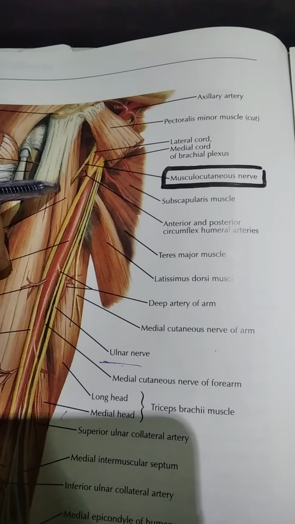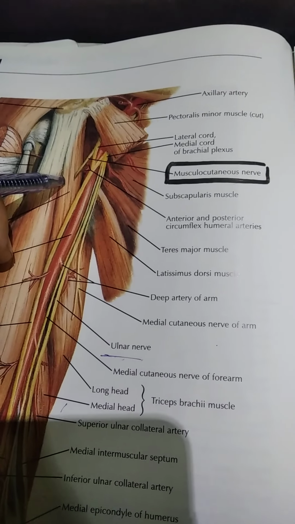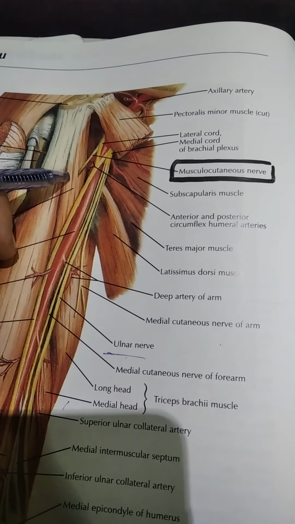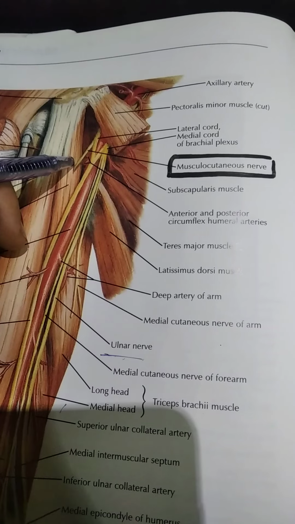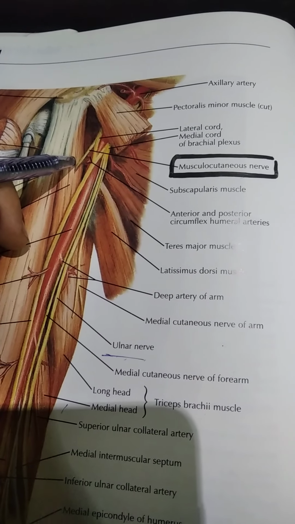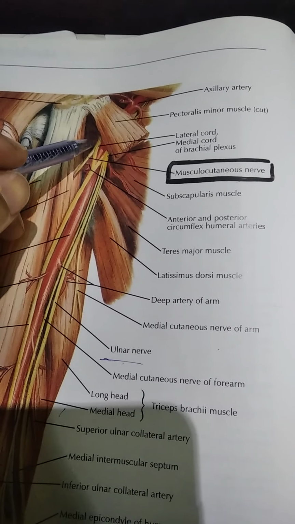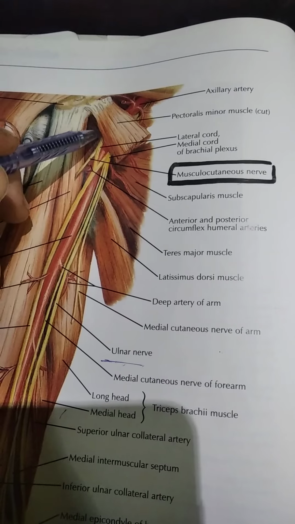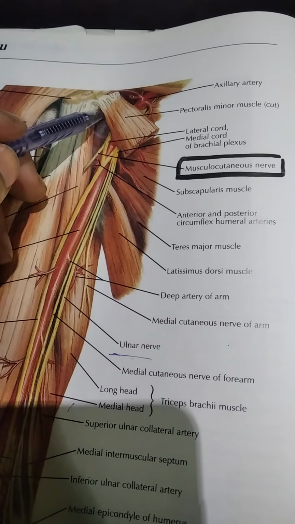Today our topic is the musculocutaneous nerve. This musculocutaneous nerve originates from the ventral rami of C5, C6, C7 roots of spinal nerves. Its course is that it is present in the lowest part of the axilla at the lower border of pectoralis minor muscle.